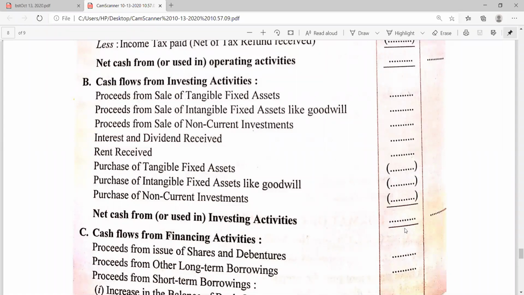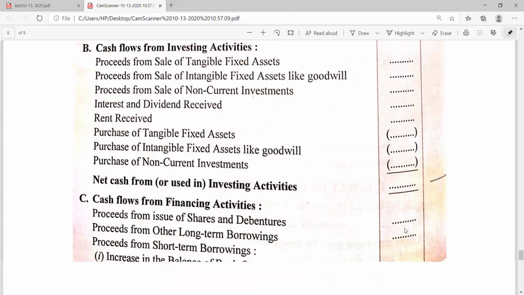On the other hand, whenever any asset is purchased, what happens in that case? Outflow of cash will be there. If any current investment or non-current investment is purchased, then also it will become outflow of cash. So all the investing activities that are concerned with inflow of cash will be added, and all the investing activities related to the outflow of cash are shown in brackets and deducted. Afterwards, we will get the cash from investing activity.